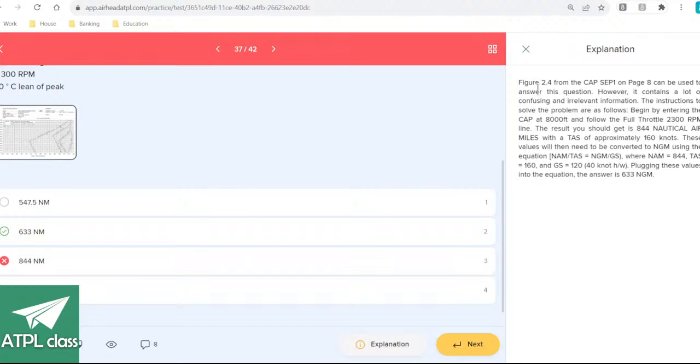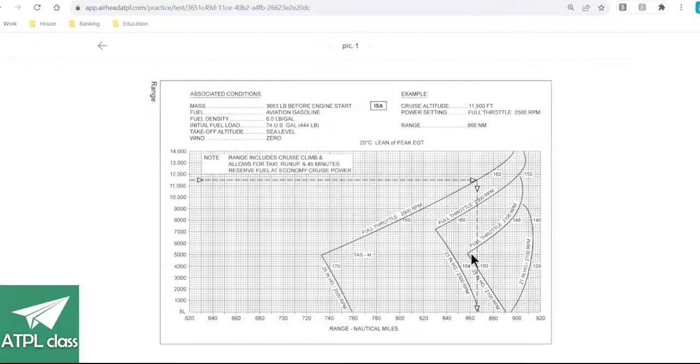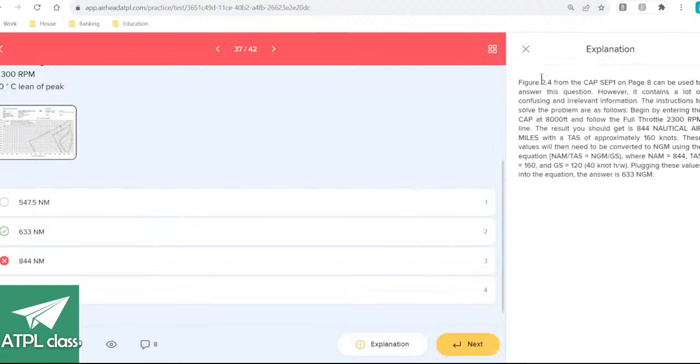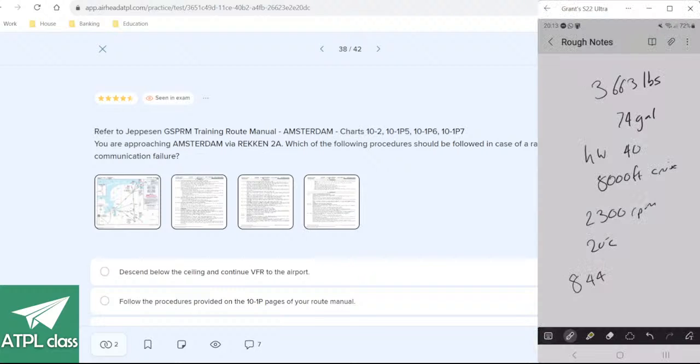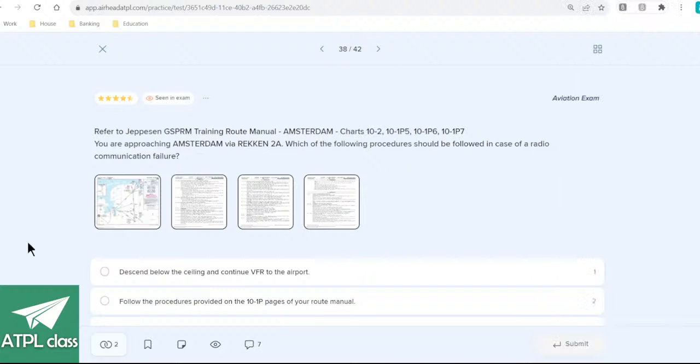With a TAS of approximately 160 knots. Where are you getting the TAS from, sorry? Where the hell is the TAS on that graph? That's just stupid. More and more I do this, the more I'm getting annoyed with the questions.